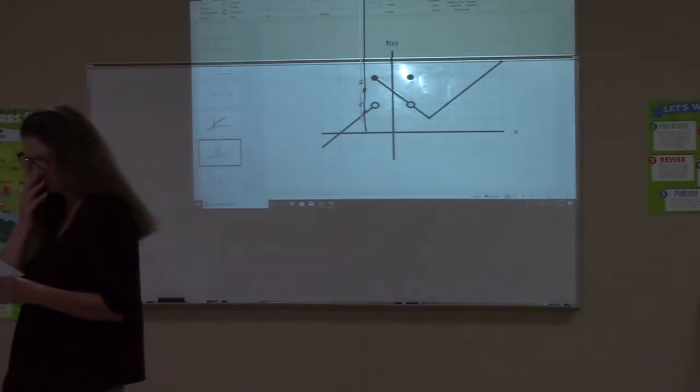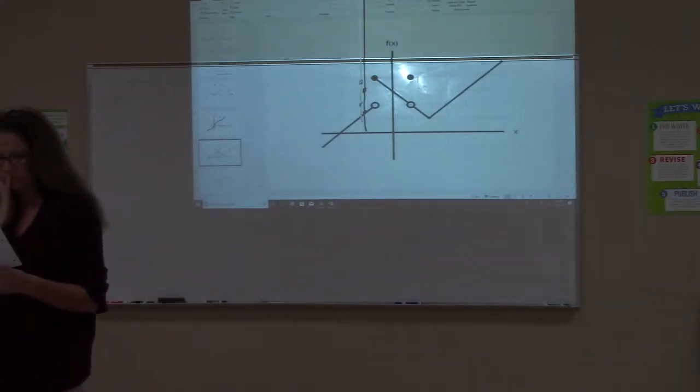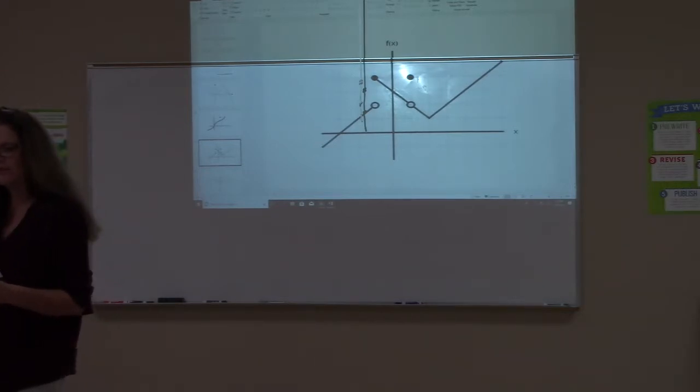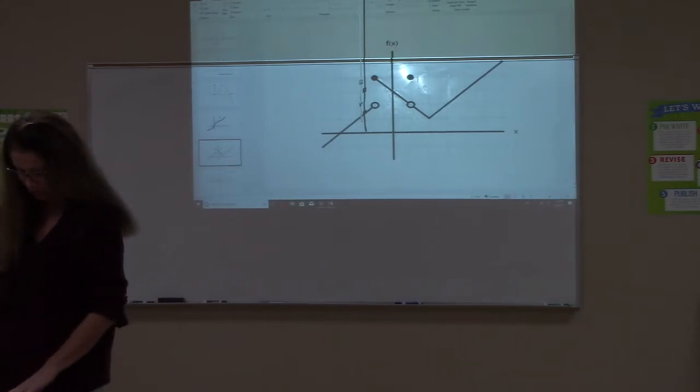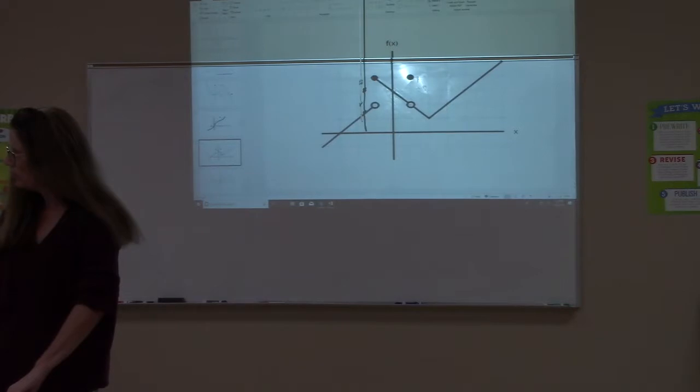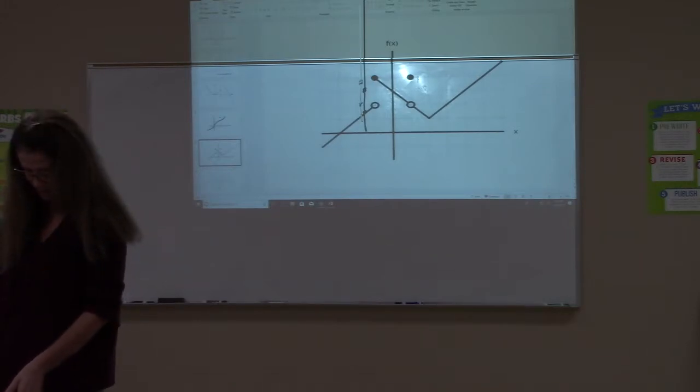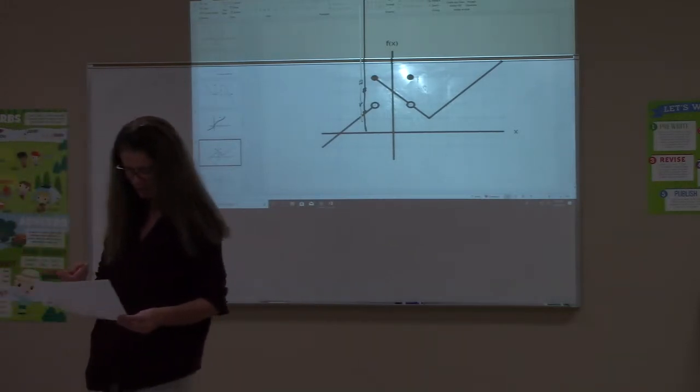I don't think it fails number 1. Okay, so remember, 1 says that the limit exists. So if you put your fingers on that line, they're going to head towards the same point, right? So that means the limit does exist, right? So number 1, it's good. It passes number 1. Does it pass number 2?